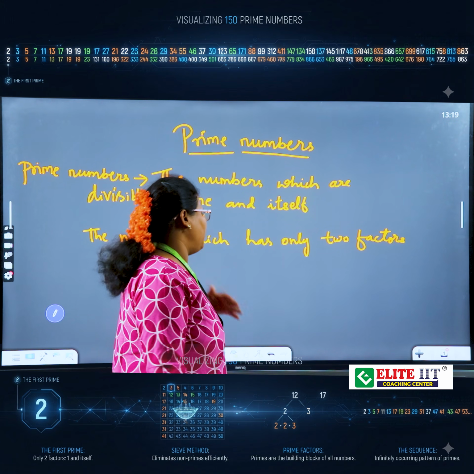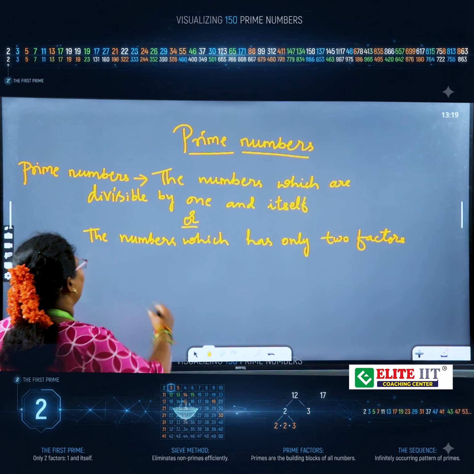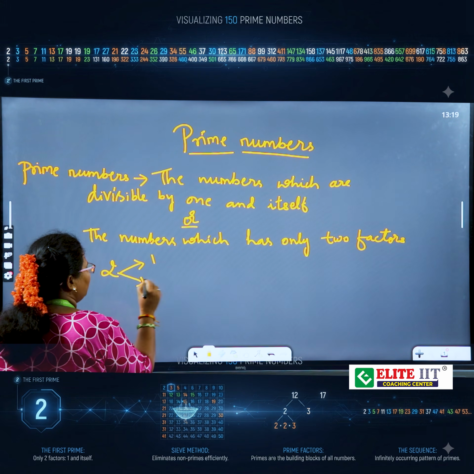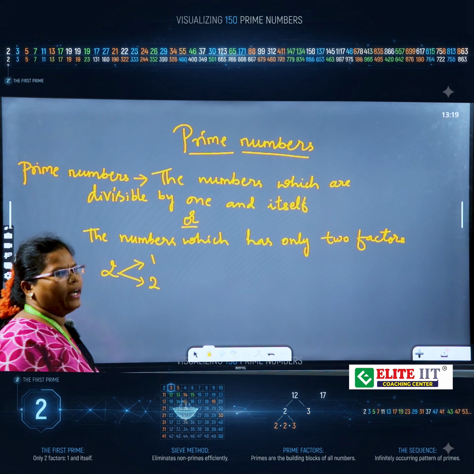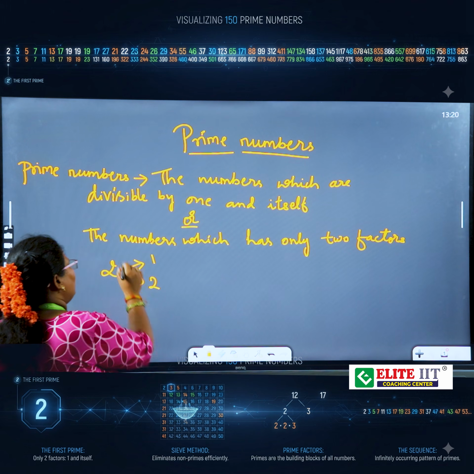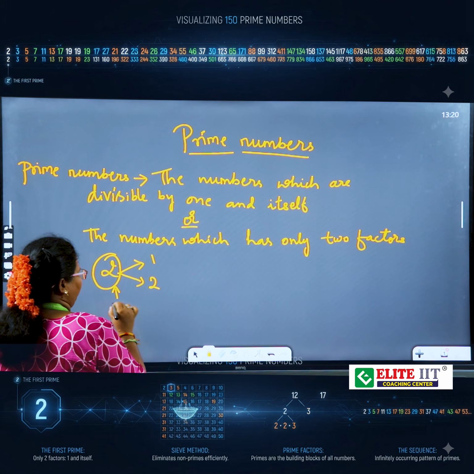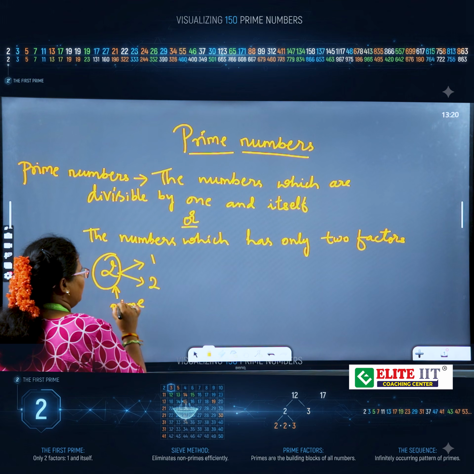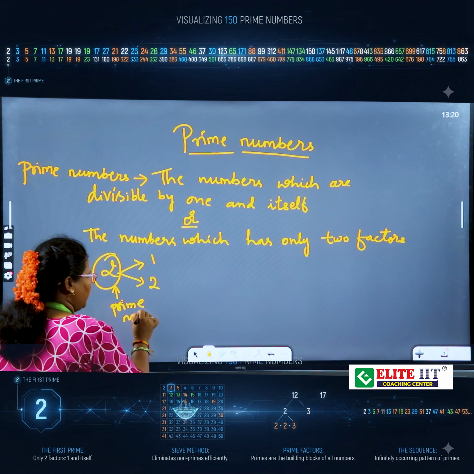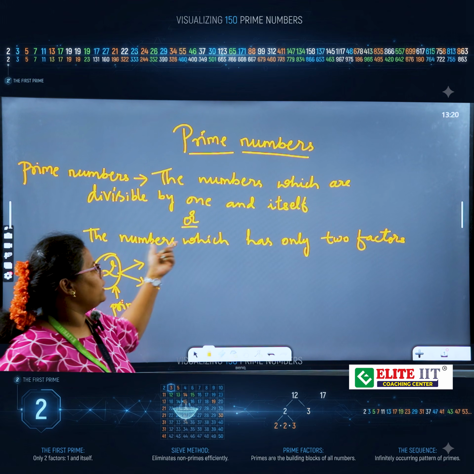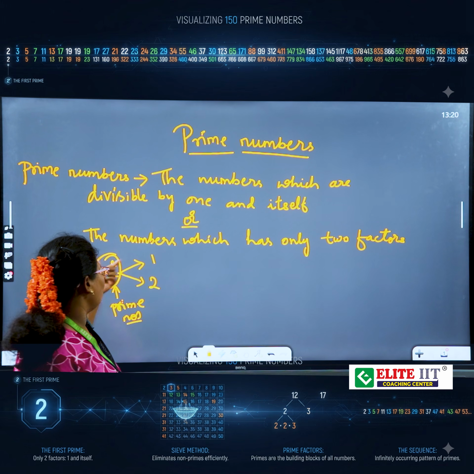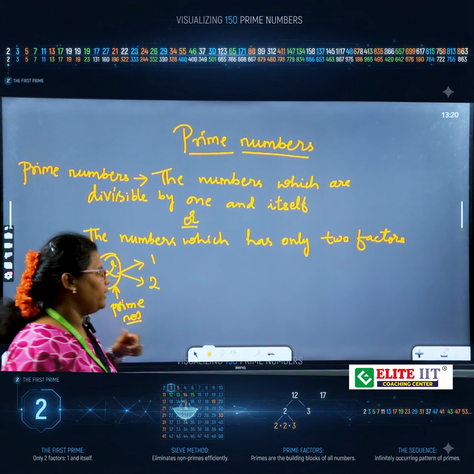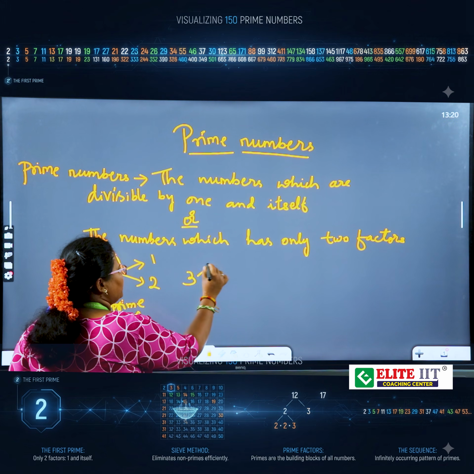So let us go with some examples over here. Let me take 2. 2 is a number which can be divided by 1 and 2. This is called what? A prime number. So we say that 2 is a prime number because of the definition it follows: 2 is divisible by 1 and itself. Got it?